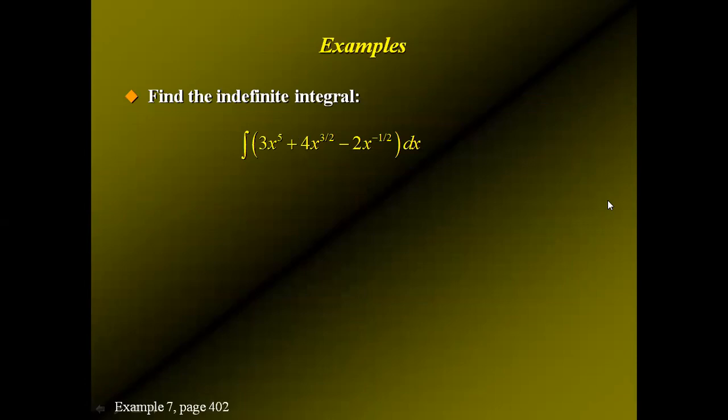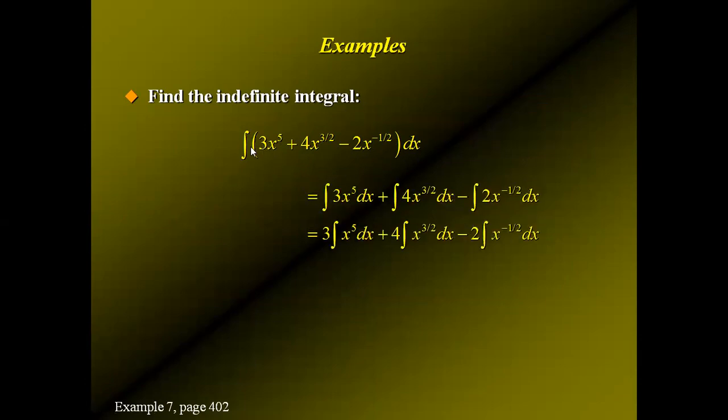Suppose we want to find the indefinite integral of this: integration of 3 into x to the power 5 plus 4 into x to the power 3 by 2 minus 2 into x to the power minus half dx. How can we find this integration? How many terms are there? First, second, third. There are 3 terms. So integration of this plus integration of this one minus integration of this. We have taken individual integrations.